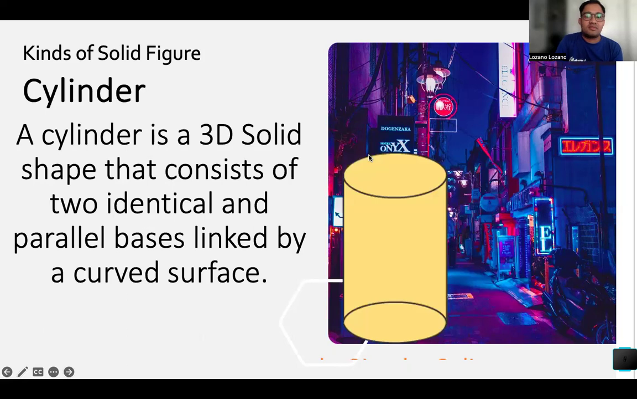Okay. Next, cylinder. A cylinder is a 3D solid shape or three-dimensional shape that consists of two identical and parallel bases linked by a curved surface. Best example niyan is a soda can. A curve on the base and on the top, and there is an identical parallel linked by the curve. Best example, cans, di ba? Yung ating mga canned goods, yung ating soda can, we can call that cylinder.